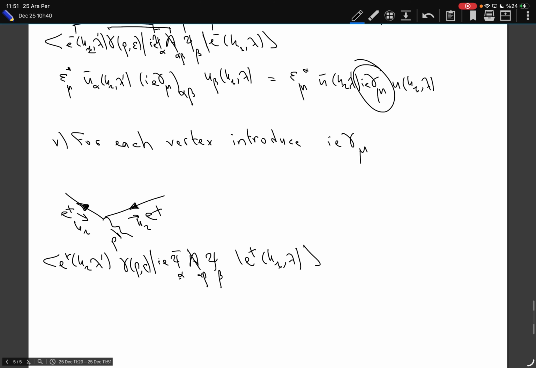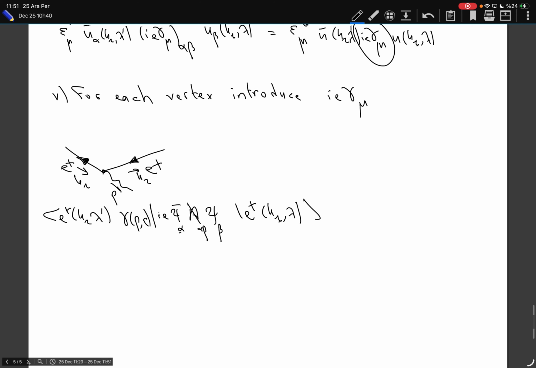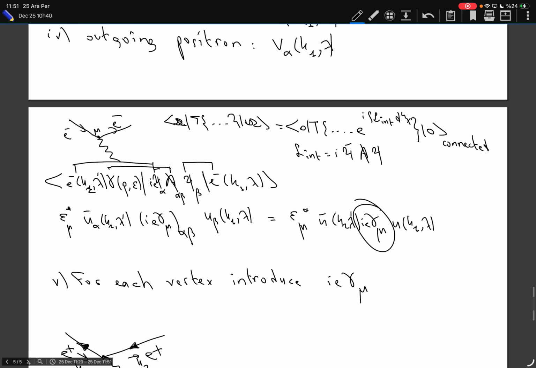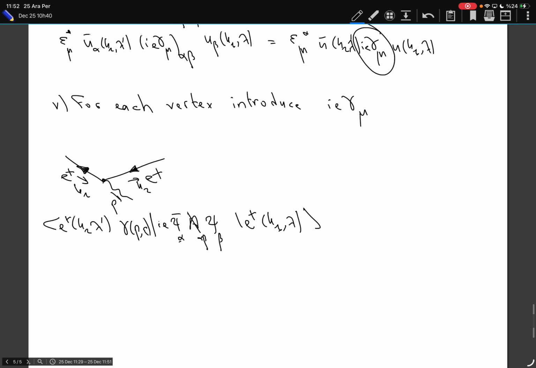So these are particles coming into the vertex, but the arrow is in the direction of the particle number flow. Antiparticles have particle number minus 1. So for antiparticles, the particle flow is in the opposite direction to the momentum flow. So what will be the corresponding expression? Let's see, for the positron, that positron will be annihilated by psi bar.